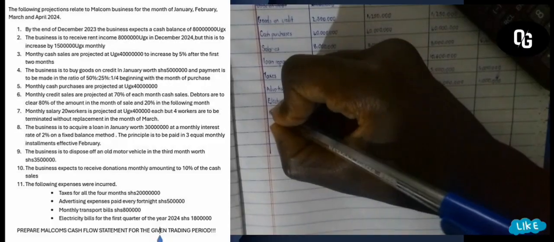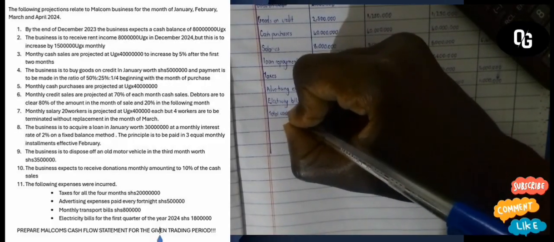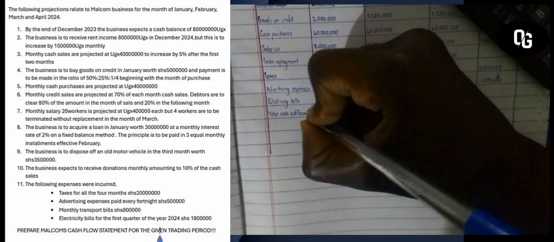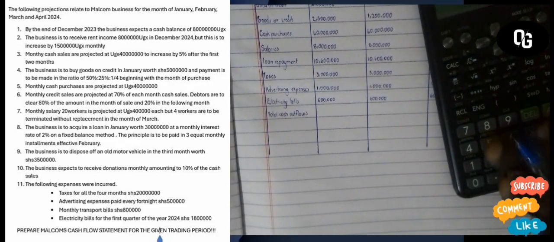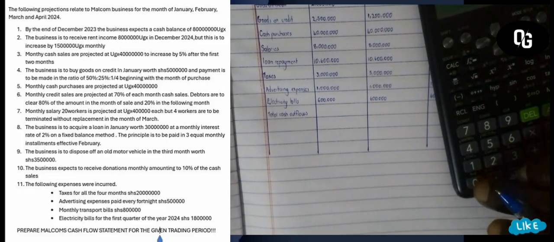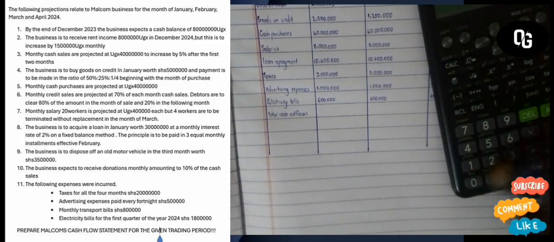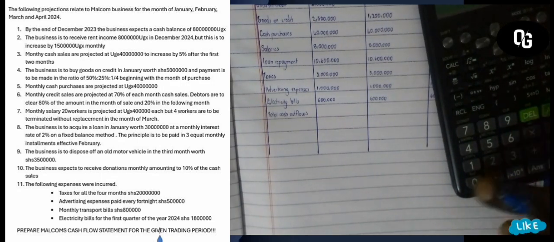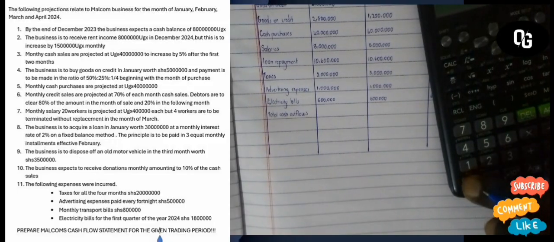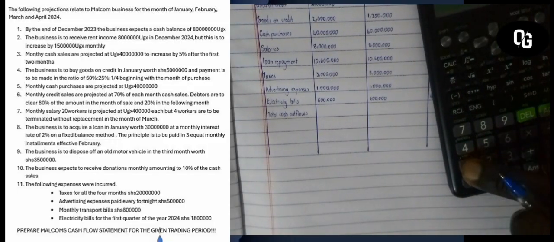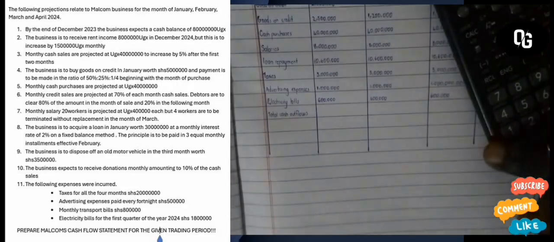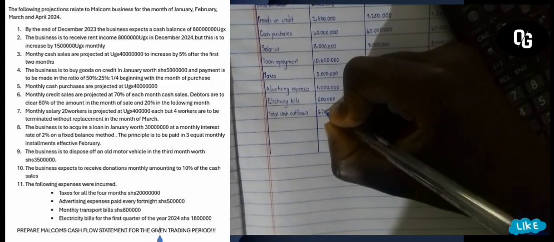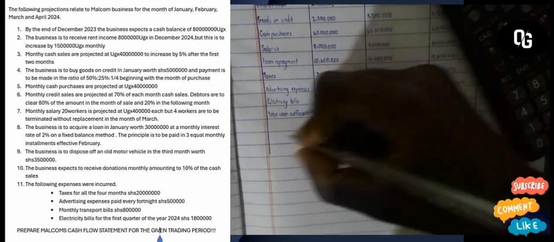So those are all the transactions that are to be filled in our cash flow statement. So I want to find the total cash outflows. So for the month of January, we calculate the total cash outflow, and if I'm correct, we should get about 67,700,000 as our total cash outflows. Yes, 67,700,000 as our cash outflows.